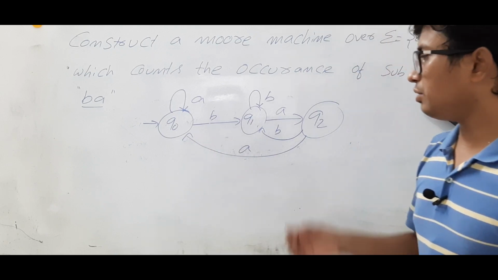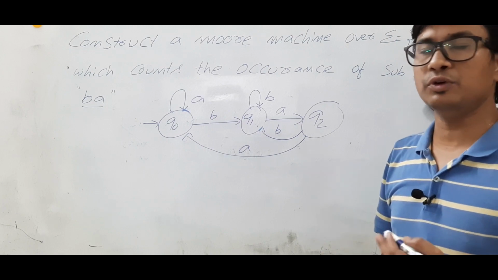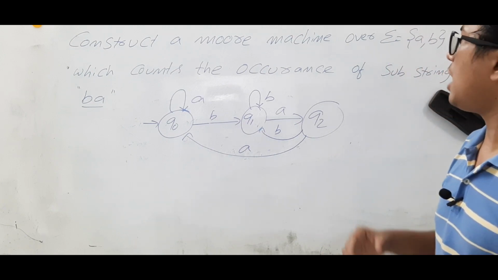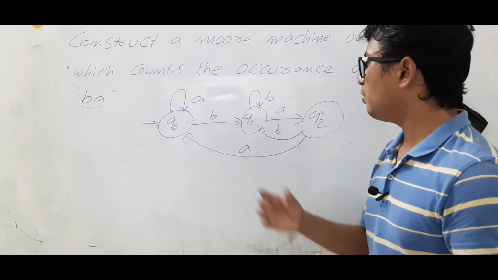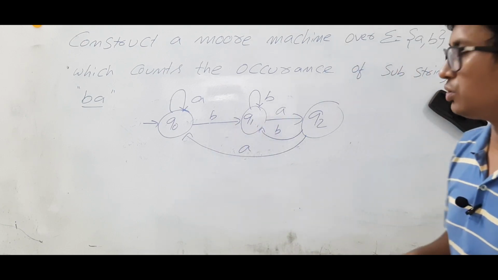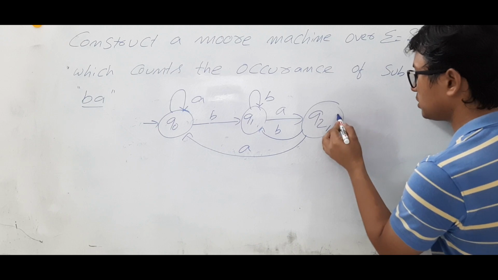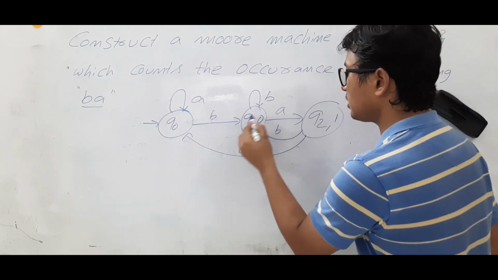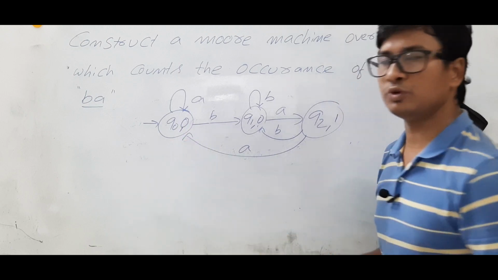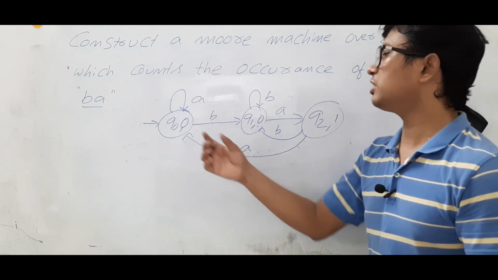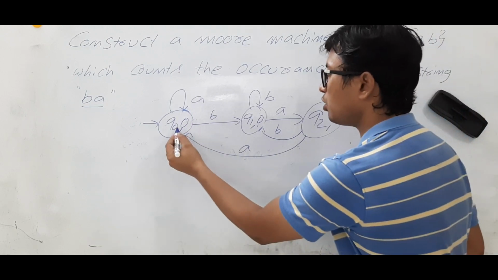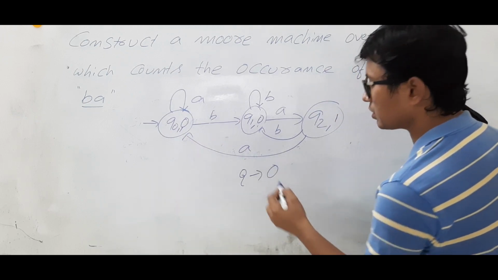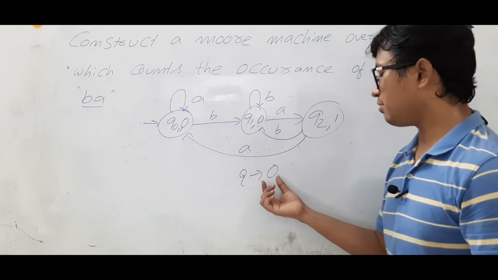Okay. Now I need to find the Moore machine. My objective is not the DFA. Now if you have a Moore machine, whenever you get a BA, you should give the output as 1. So this state will have an output of 1. The remaining states will give the output as 0, because in Moore machines, each state has a corresponding output. What is the output function? For each state Q, you will have an output.